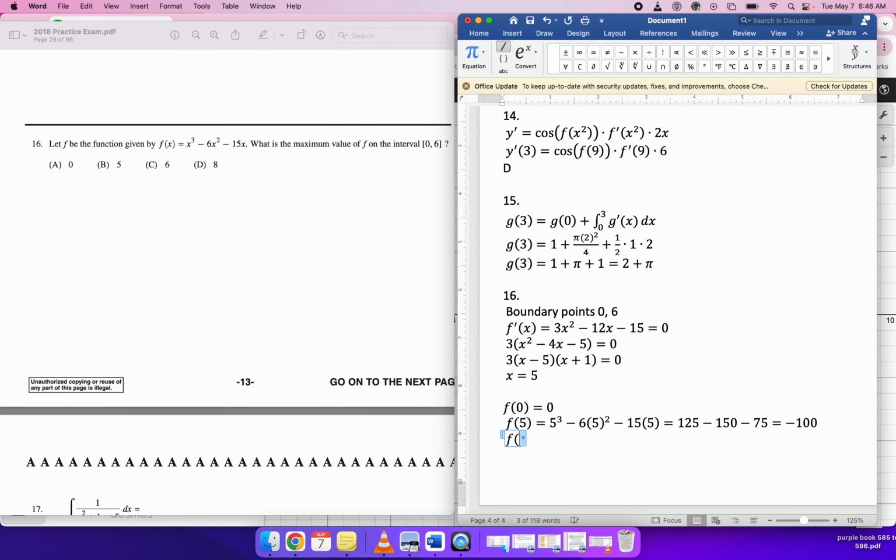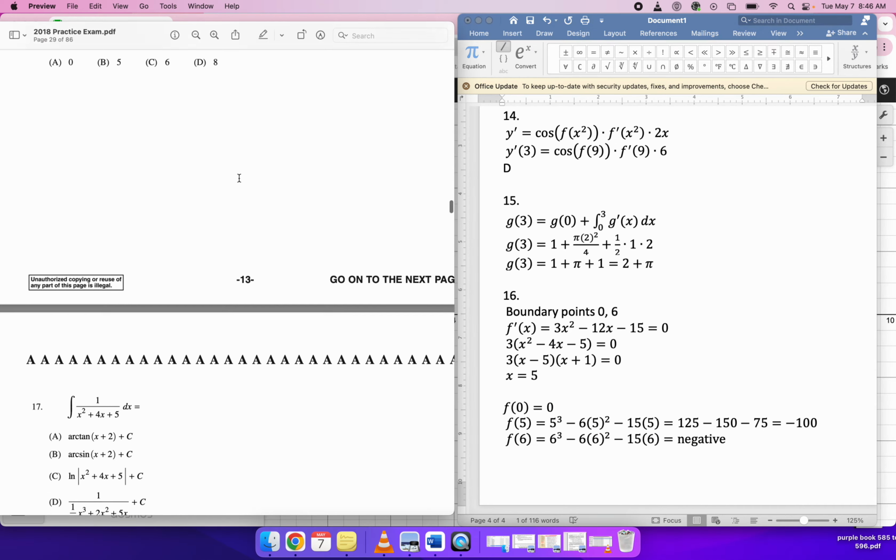And then f of 6, that's 6 cubed minus 6 times 6 squared minus 15 times 6. First it looks like it's going to be bad, but this term's actually 0, right? It's just 6 cubed minus 6 cubed, and then minus 15 times 6. Well, I can just stop here. This is a negative number. So obviously 0 is the max value, right?